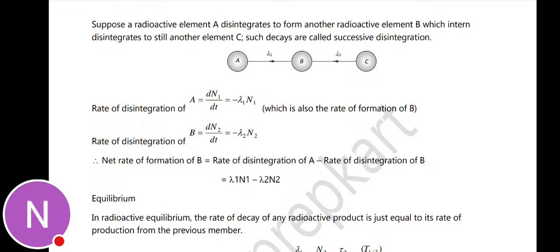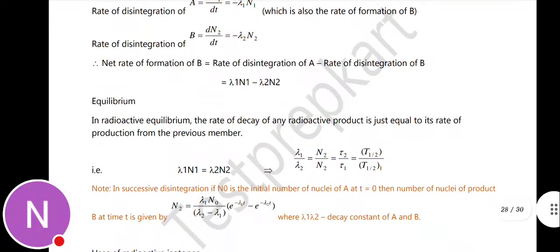Radioactive disintegration of A is dN1 by dt, that is equal to minus lambda 1 into N1. For B, dN2 by dt is equal to lambda 1 N1 minus lambda 2 into N2. Next is equilibrium. In radioactive equilibrium, the rate of decay of any radioactive product is just equal to its rate of production from the previous member. That is, lambda 1 N1 is equal to lambda 2 N2. That is lambda 1 by lambda 2 is equal to N2 by N1, which is equal to T1/2 of the second by T1/2 of the first.